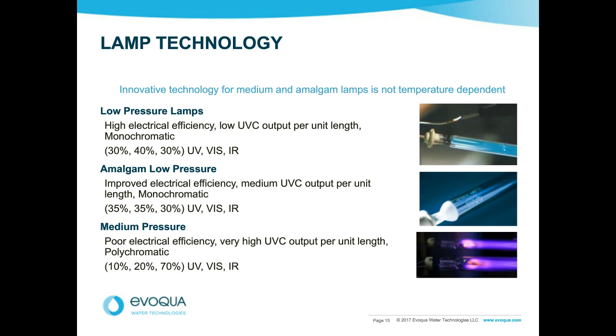The next question is, with regard to the types of lamps, low pressure, amalgam, and medium pressure, do they each have an optimal wavelength range? Yes, they do. If you go back to that slide, lamp technology, the low pressure lamp and the amalgam lamp are what are called monochromatic lamps. They only produce either 185 or 254 or a bit of both. Medium pressure lamps are what we call polychromatic. They produce a broad spectral output.